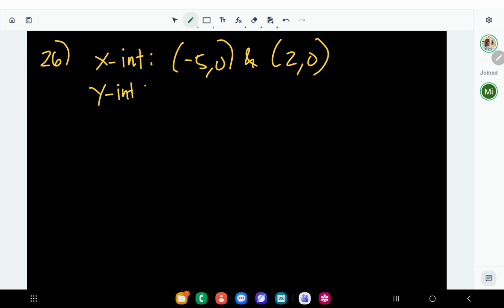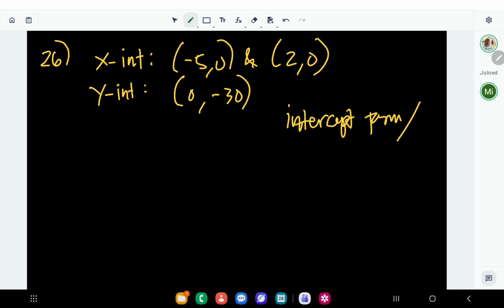Write an equation of the parabola shown. Okay, so we're given here the x-intercepts, right? That is negative 5, 0, and 2, 0. And the y-intercept, 0, negative 30. No, that one is, you combine the vertex form and the intercept form. I meant intercept form or factored form. You should know the difference between them.